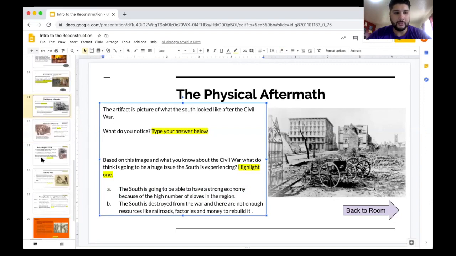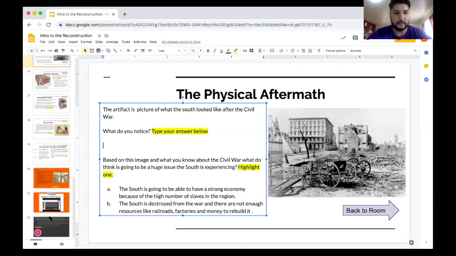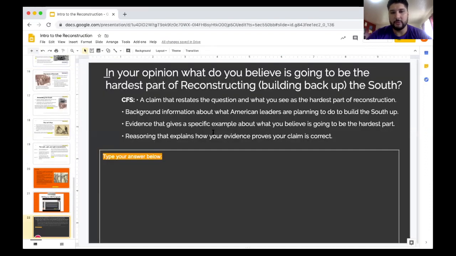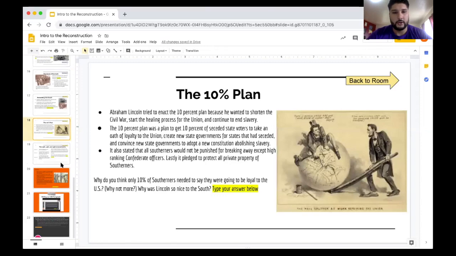We do have a CER paragraph at the end, so just make sure that you complete the CER paragraph. You're using examples from pretty much everything, right? Background information, like how the Southern American leaders are planning to rebuild the South. Give evidence on what you think is going to be the hardest part. Your evidence can come from a slide, it can come from an image, whatever you think is going to be strong evidence. Okay, so let's get started and look forward to seeing your answers.